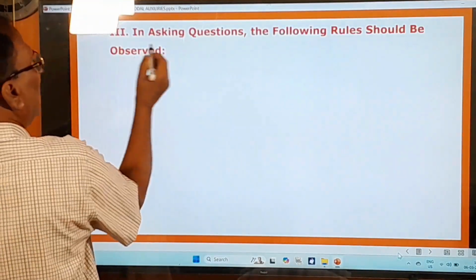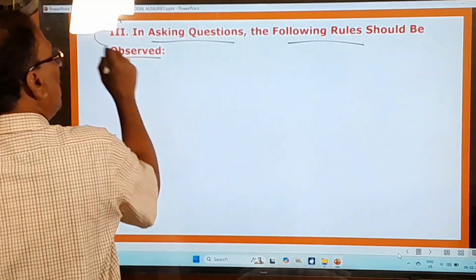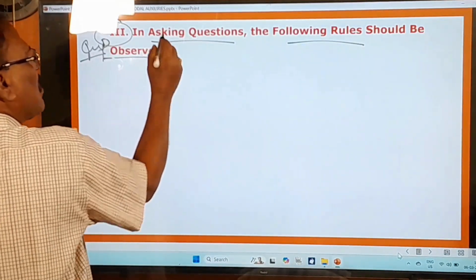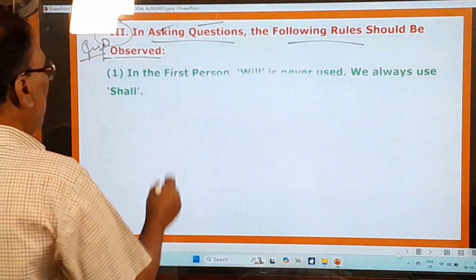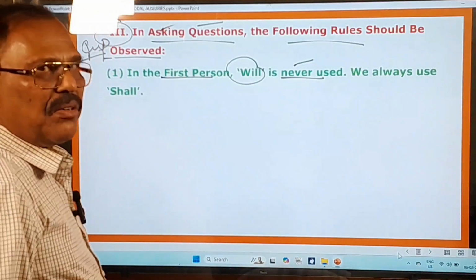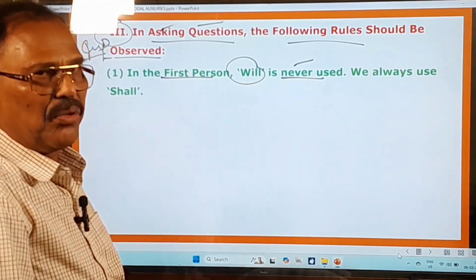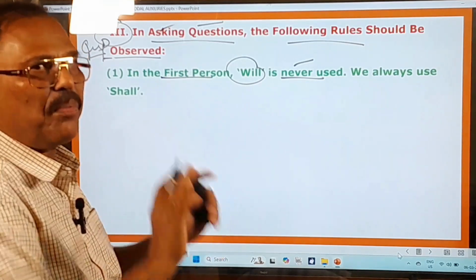So third point, in asking questions, the following rules should be observed. So this is an important aspect. Whenever you ask questions, the following rule should be observed. How? In the first person, will is never used. Generally with first person, shall is only used. You know that very well. You know the simple future tense, so there will be no problem at all.